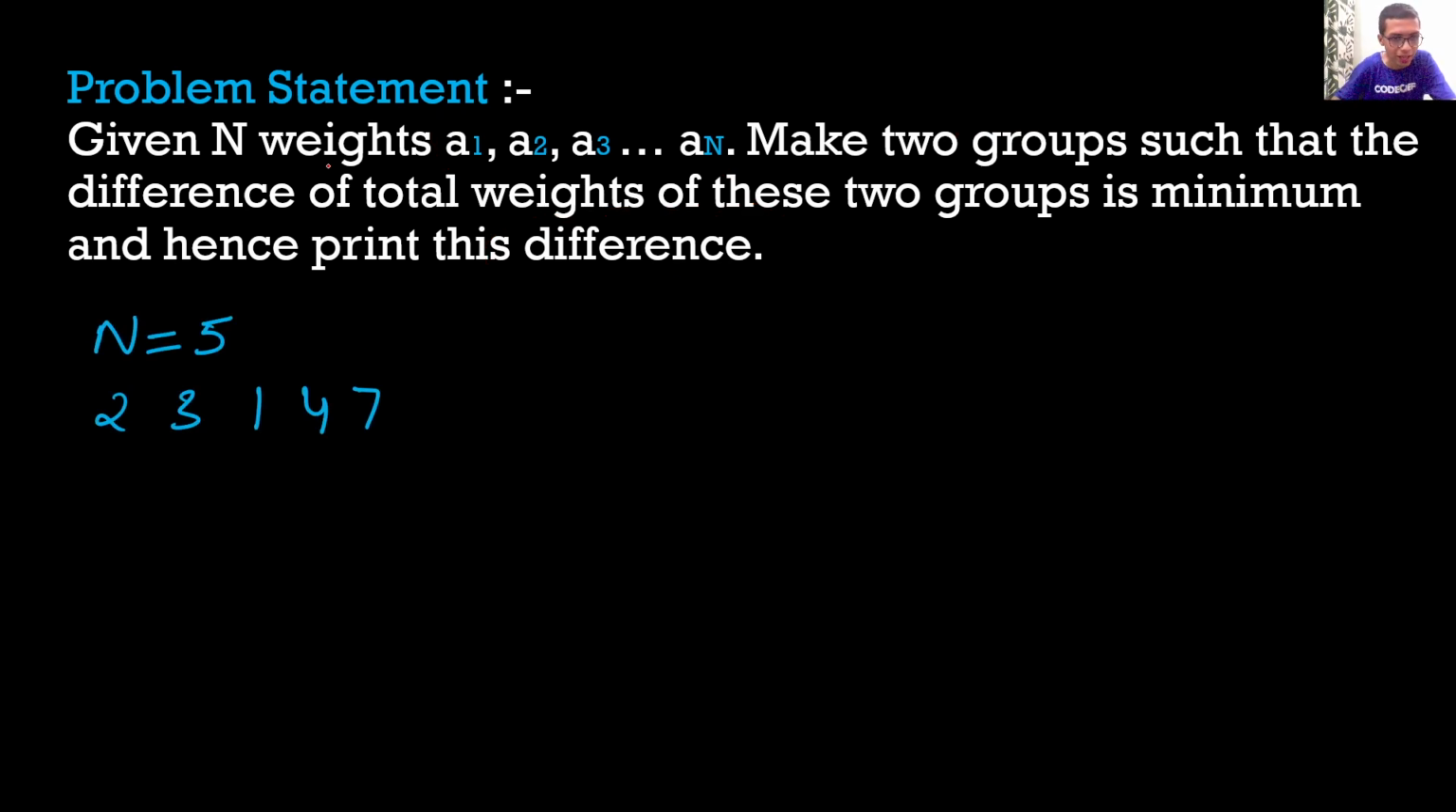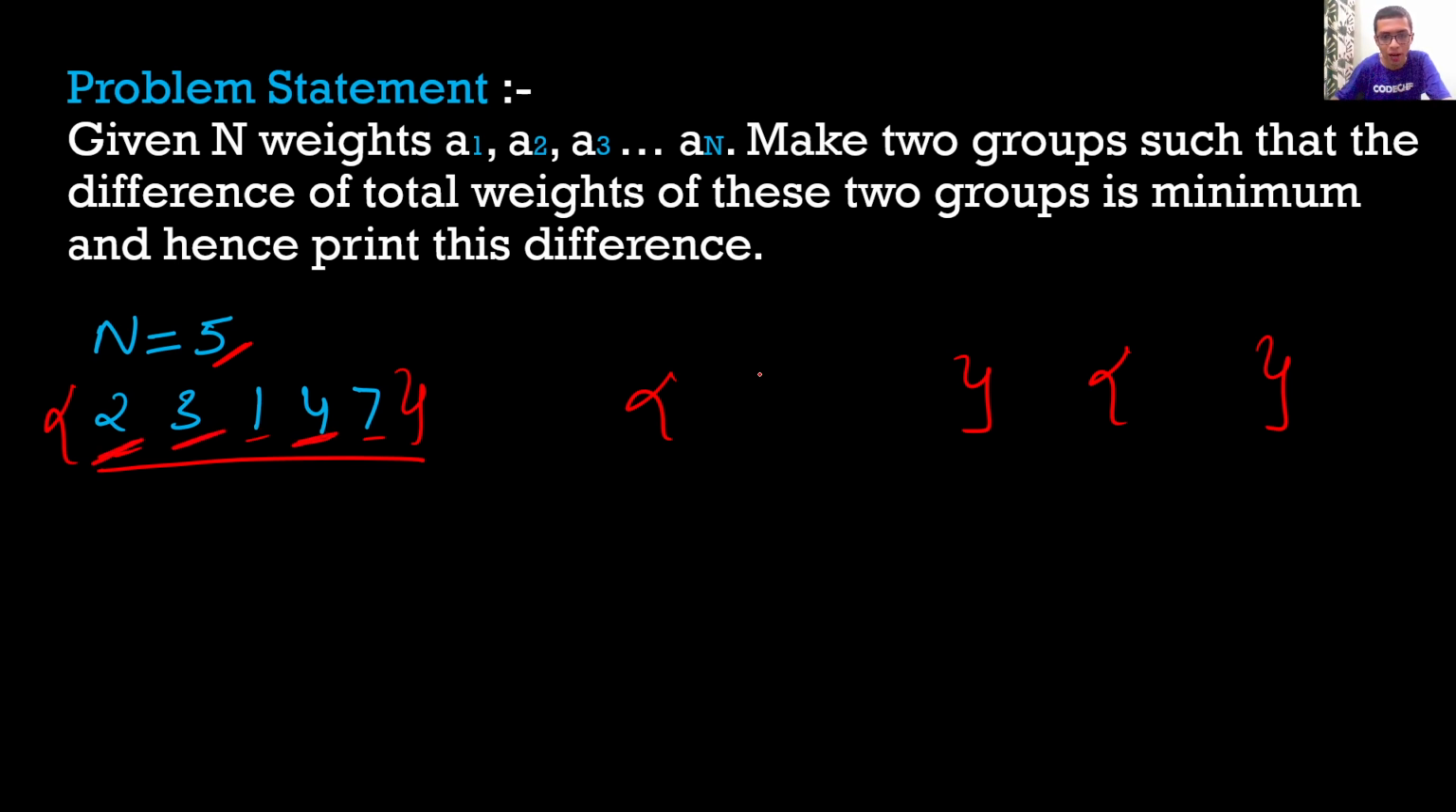So let's say n is 5, and these are the weights that we have. So we have 5 weights over here, 2, 3, 1, 4, and 7. Now using these weights, we have to form two groups such that the difference of sum of these two groups is minimum, right? So I'll take 2, 3, and 4, and I'll place it in one group. So 2, 3, and 4 are in the first group. I'll take 1 and 7, and I'll write it inside the second group. So 1 and 7 are inside the second group.